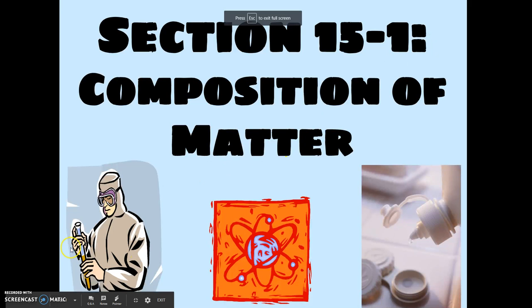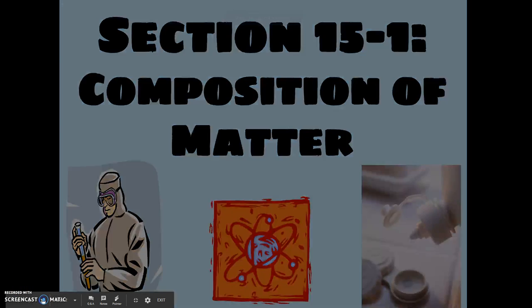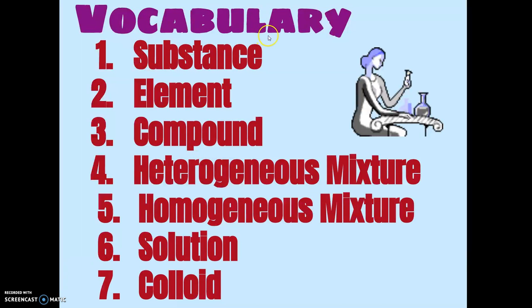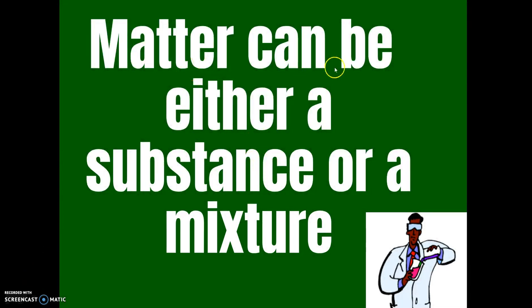All right, so 15.1 Composition of Matter. Vocabulary for this section is substance, element, compound, heterogeneous mixture, homogeneous mixture, solution, and colloid. Matter can either be a substance or a mixture. So all matter, all of the stuff in the universe, is divided into two categories, a substance or a mixture.